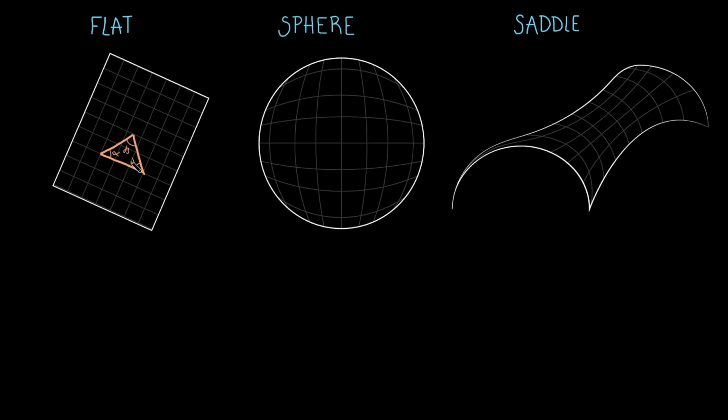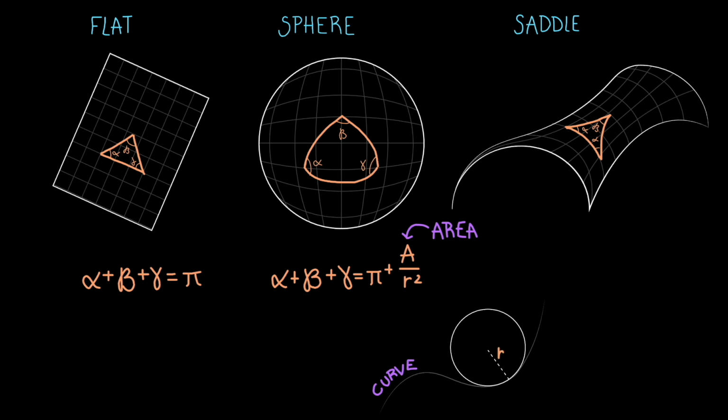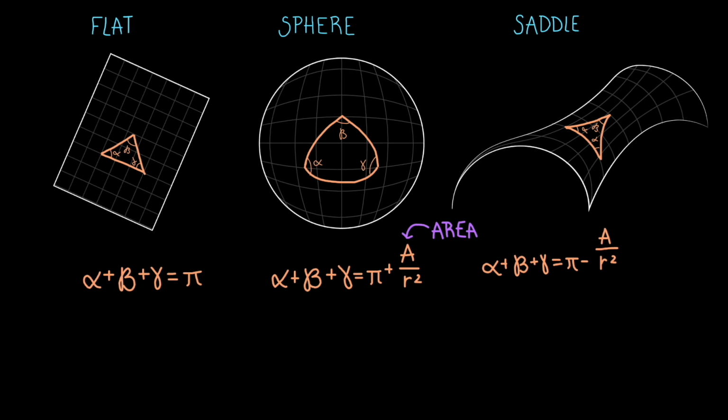If we were to draw a triangle in each one of these universes, the angles in a flat universe would add up to 180 degrees, or, in radians, pi. In a positively curved space, the sum of the angles would be more than pi by an additional factor of A, the area of the triangle, over r, the radius of the curvature, squared. In a negatively curved space, we would subtract this factor.